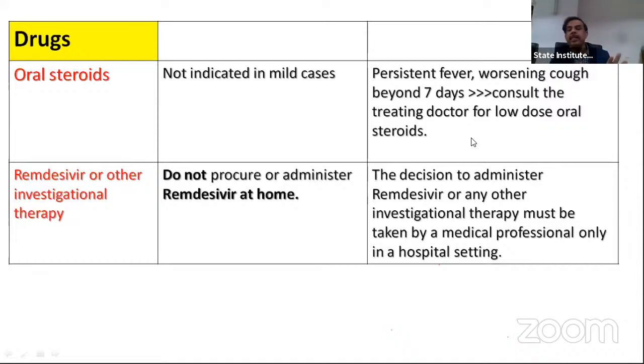So the point I have made clear is that compared to the last guideline, we have one difference, that is oral steroids. You may advise them, not right and left, not routinely, only in patients who are having persistent fever and cough beyond 7 days, then you may take a decision to start low dose steroid for a shorter period of time.